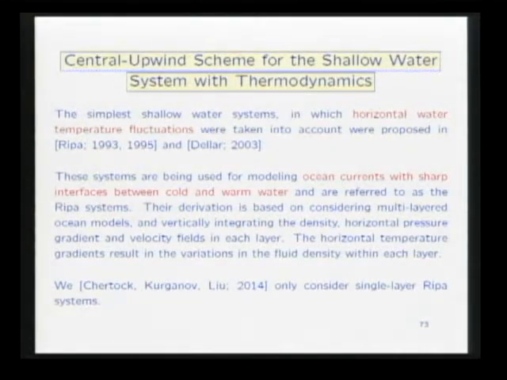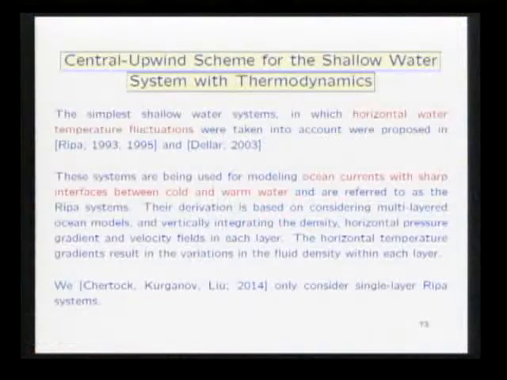Okay, so I got to the last part of my today's presentation. Now I will talk about the shallow water system with thermodynamics. That's another additional term. Actually, one can combine this term. I'm just showing you the techniques, and to show the techniques, I try to make it as simple as possible. In practice, you have to deal with several of these terms together.